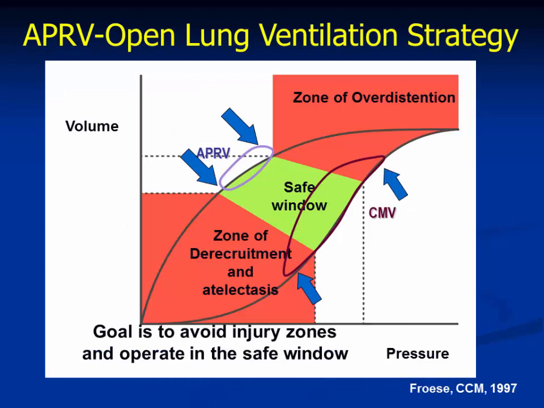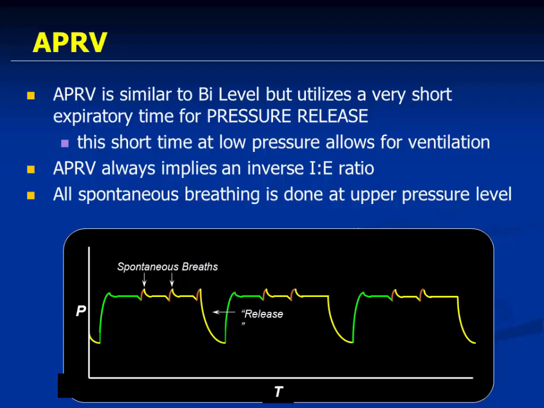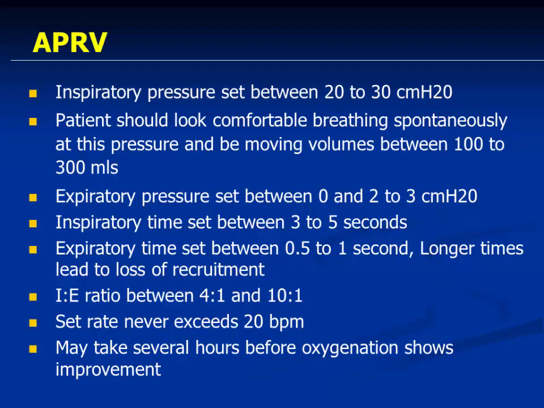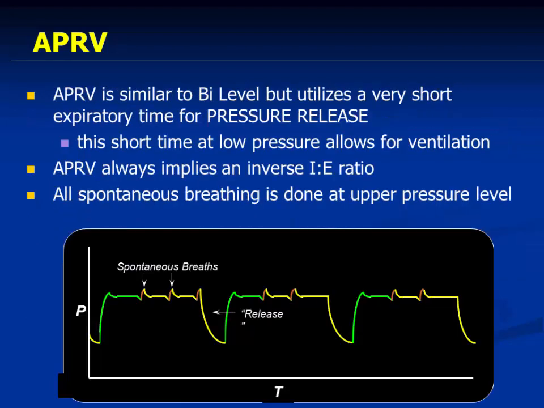This is an open lung ventilation strategy. As you all know, there is a zone of overdistension, a zone of de-recruitment and atelectasis. This is a safe window. So what we are doing, we are applying a high PEEP and sticking on to that PEEP. We are not allowing that PEEP to go back to the zero line. Okay, by applying this APRV. So as you can see, here is the release, and you can see the release is a very small period.